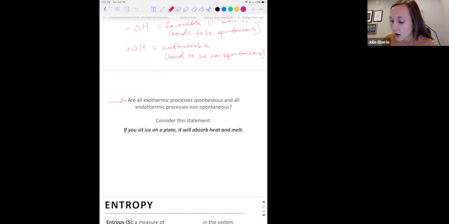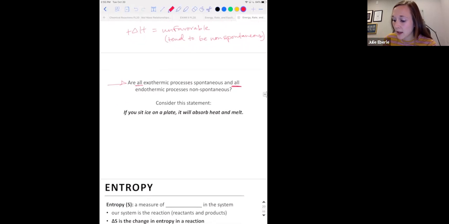The question says, are all exothermic processes spontaneous? And are all endothermic processes non-spontaneous or not unfavorable? Okay, can we say, well, if they tend to be more favorable when they're exothermic, can we say all exothermic reactions are favorable and all endothermic processes are unfavorable? Before we answer that question, let's actually look at what's happening just down below. And tell me if you agree or if you disagree. I just want you to think about this.